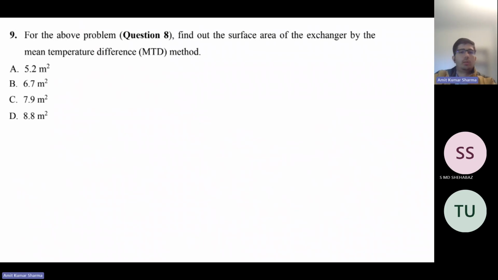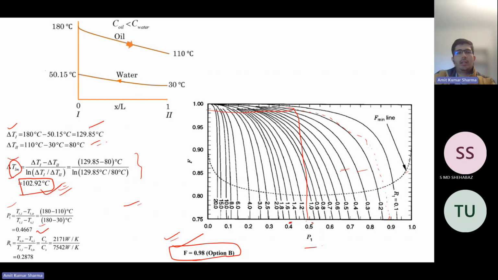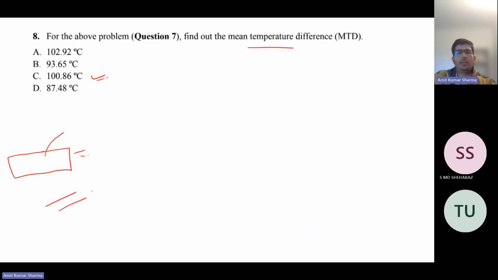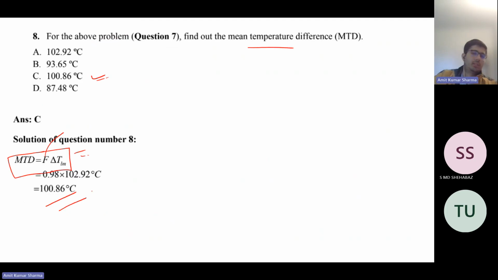So now for the above problem, question number 8, find out the surface area of the exchanger by the mean temperature difference method. Again, the question is linked to the previous question. Now you know the MTD, and based on that, you have to find out the surface area of the heat exchanger. So this is the MTD. This is the data.